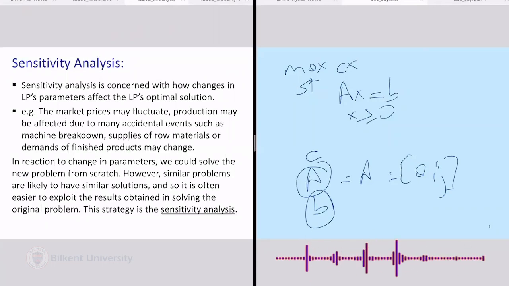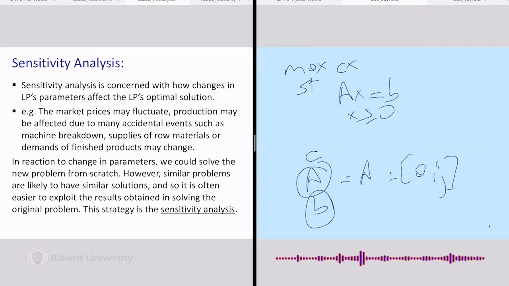What happens if one of these things changes? Say I have a huge A matrix and all of a sudden I realize that we made a tiny little mistake in one of those entries. Should we solve everything from scratch? Or should we utilize what we have done and put the correction in and react based on that? This is sensitivity analysis.